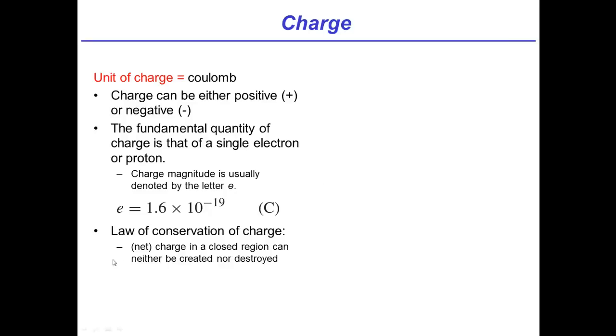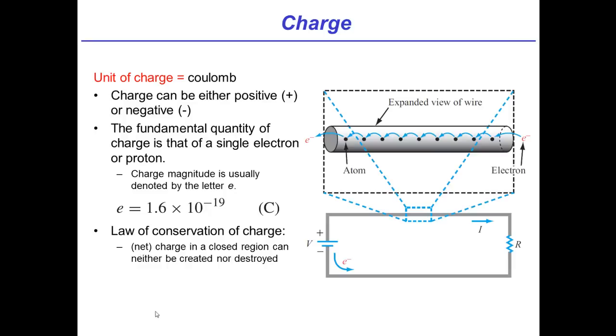Now, you'll notice I use the word net, and that's very important. Let's consider an example. Let's say I have a closed box, which has 5 electrons and 5 protons. The net charge in that box is 0, because the minus 5e and plus 5e cancel out. I could add 1 more electron and 1 more proton, or remove 1 electron and 1 proton, and all of that would still be consistent with the law of conservation of charge. The point is the net charge can neither be created nor destroyed.